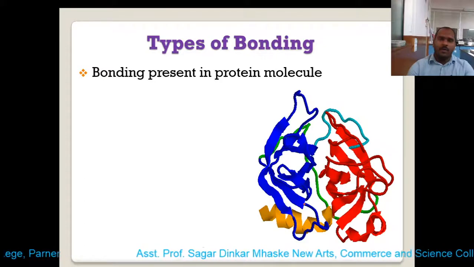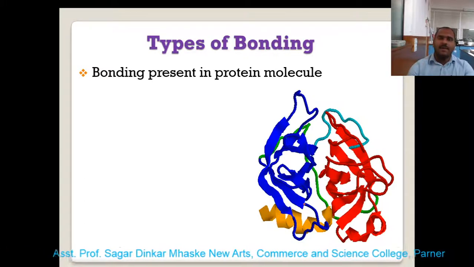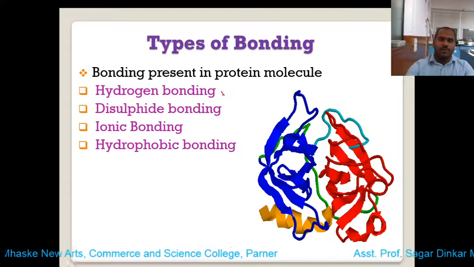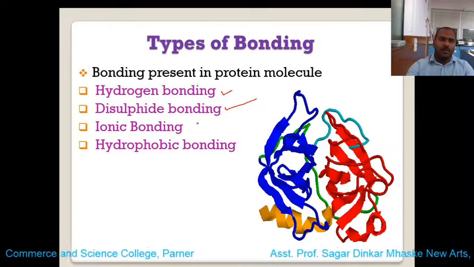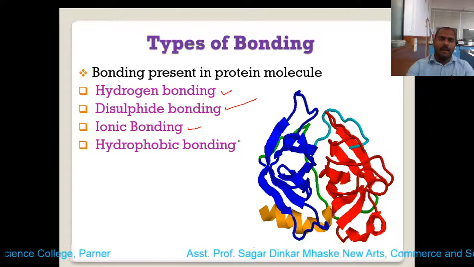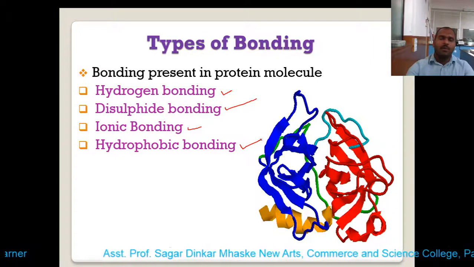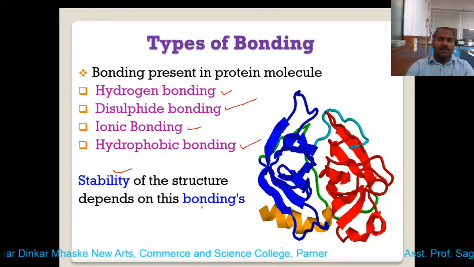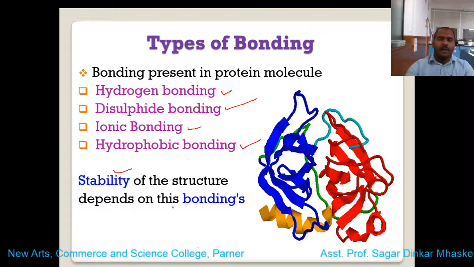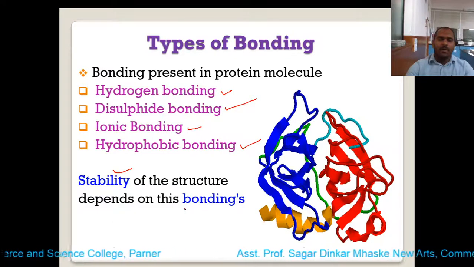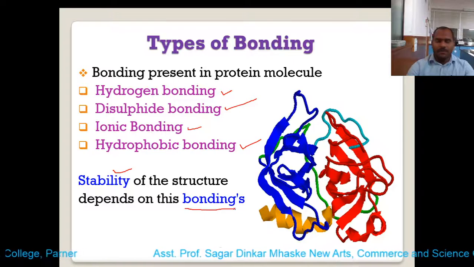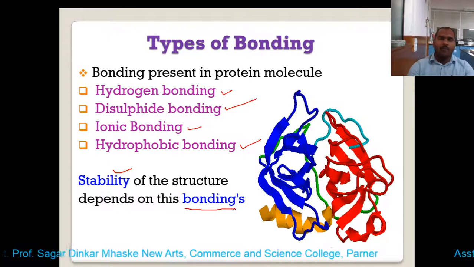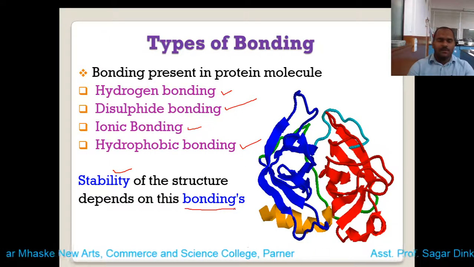There are four types of bondings which are mainly responsible for stabilizing or destabilizing the protein structure. These are hydrogen bonding, then disulfide bonding, then ionic bonding, and lastly hydrophobic bonding. These are the bondings which give stability to the structure of protein, and the stability depends upon the bondings present in the structure. Moving further, we will see one by one how they are formed and how they stabilize the structure.